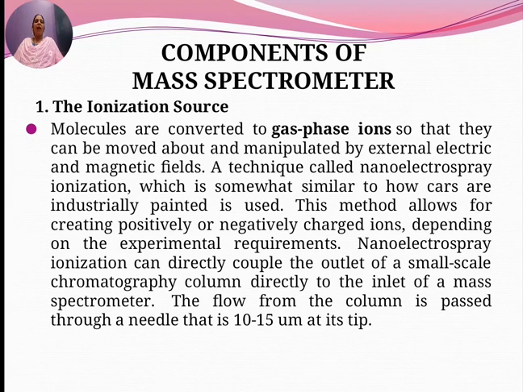A technique called nano electrospray ionization, which is somewhat similar to how cars are industrially painted, is used in this ionization source. This method allows for creating positively or negatively charged ions. During the process of ionization, positive and negative charged ions are developed depending upon the experimental requirements.